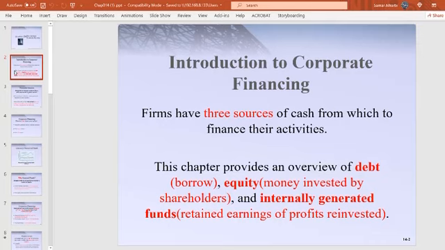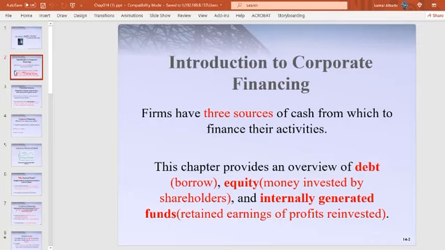In this chapter, we'll cover three types. The first one, debt. When we say debt, always think of loans, okay? Borrow money. Also think of bonds. Later on, we will talk about it, inshallah. But when the company issues bonds, we consider it debt. So this is the first one, debt.